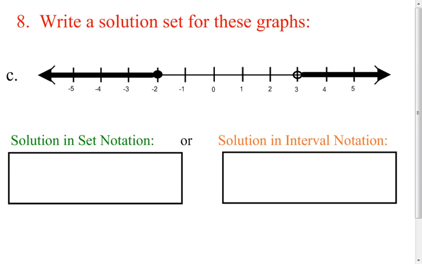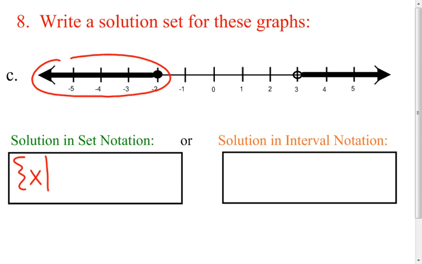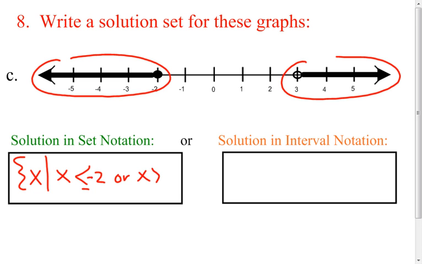All right, here I've got two branches, and so this is sometimes where it gets a little bit tricky. You need to describe the two branches separately when you're doing set notation. So this branch right here would be all the numbers that are less than or equal to -2 because it's colored in, or, okay, this branch would be all the numbers that are greater than 3.